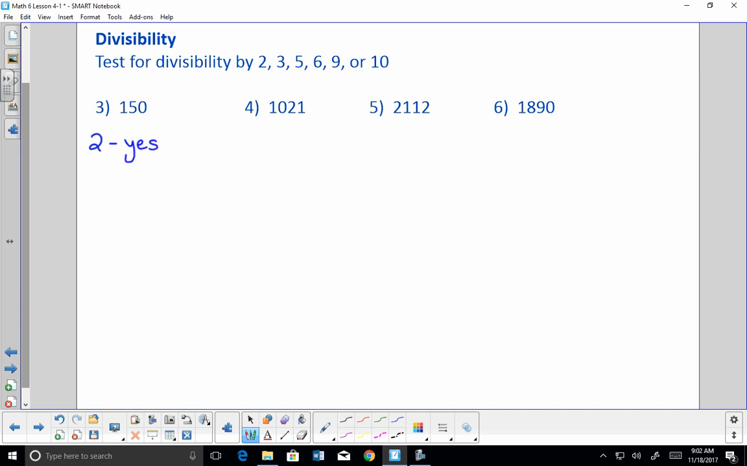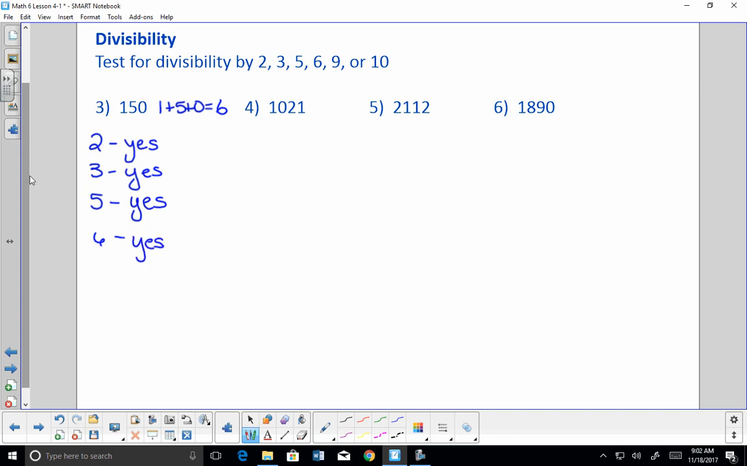Is it divisible by 3? Well, 1 plus 5 plus 0 is 6. 6 is divisible by 3, so yes, my number is divisible by 3. Is my number divisible by 5? Well, yes, it ends in a 0 or 5, so it is divisible by 5. Is my number divisible by 6? Well, remember, the divisibility rule for 6 is is it divisible by 2 and 3? It is divisible by 2, and it is divisible by 3, so yes, it must be divisible by 6.